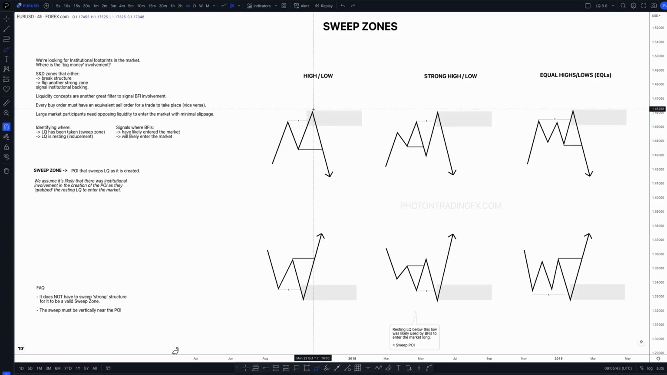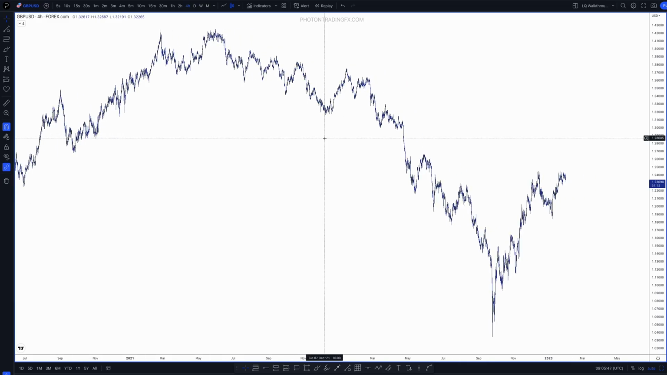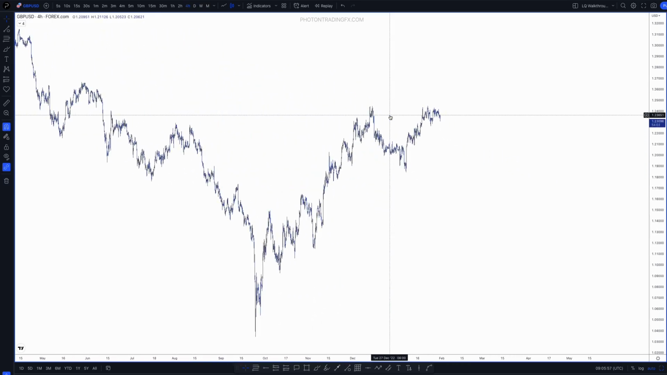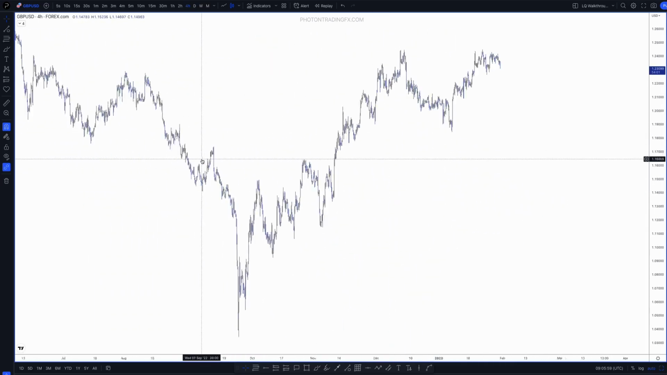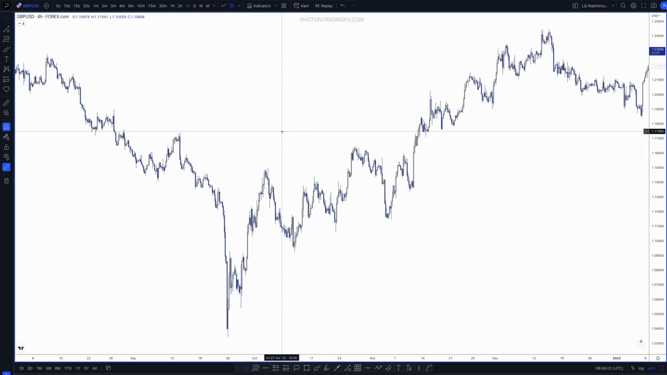Okay, so let's go and look at what these look like on an actual chart. I did get some requests to look at pairs other than Euro Dollar, which is fair enough, right? Just to show you how these concepts are universal and can be applied to any instrument or asset class. So let's zoom in to the recent price action.